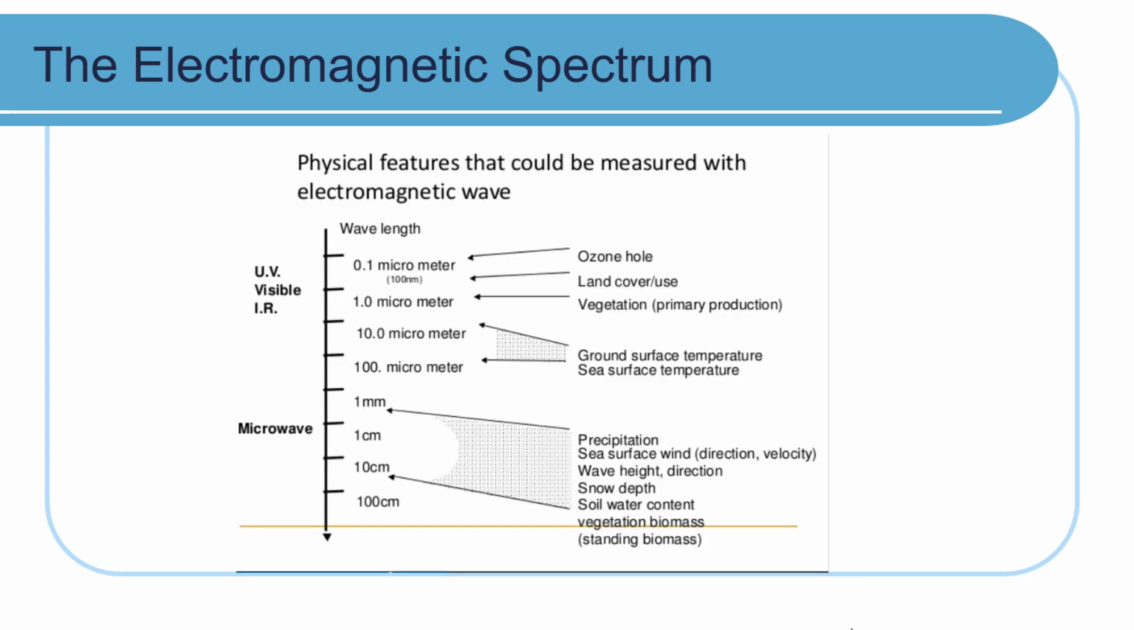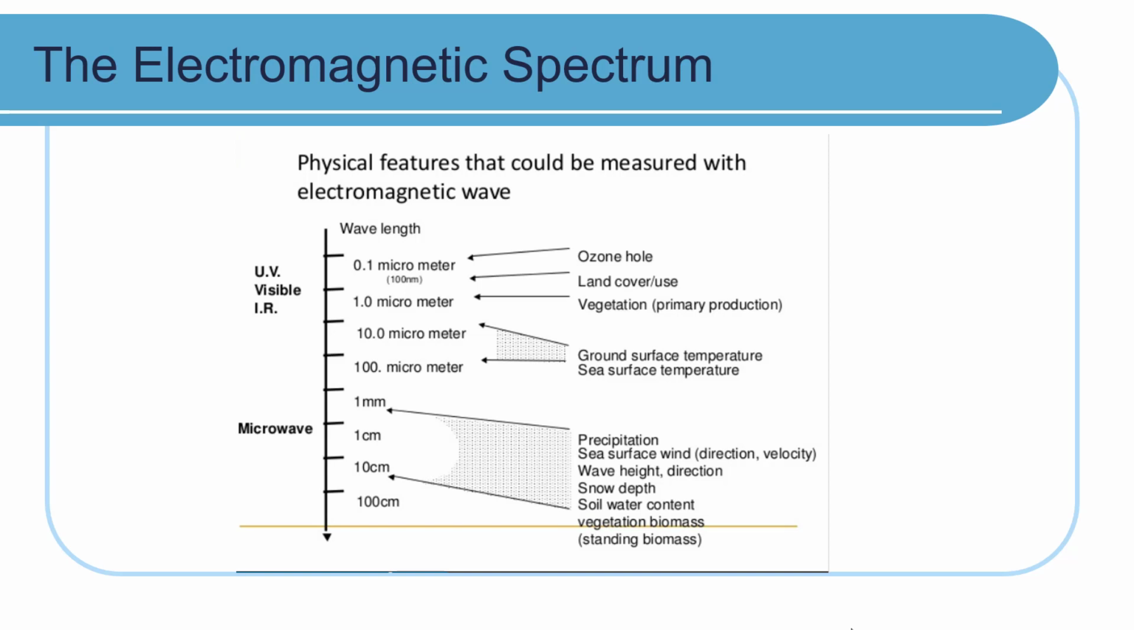So there are physical features that can be measured with an electromagnetic wave. This is giving you a general idea of the size difference, starting at the top with ultraviolet, visible, infrared, and then down on through microwave. At the ultraviolet and visible portions, we're looking at ozone, land cover use, and vegetation. When we move down into about 10 micrometers to 100 micrometers, that is going to be ground surface temperature and sea surface temperature types of analysis.